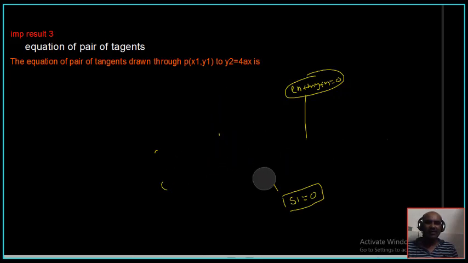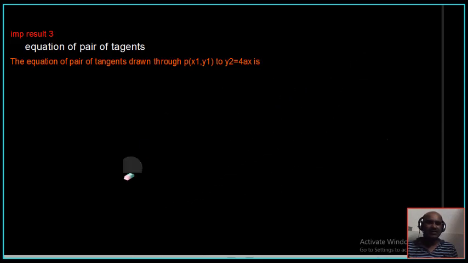So we have a formula, and I want to derive that formula now. Students, listen now. Equation of pair of tangents. The equation of the pair of tangents drawn through P (x1, y1) to y square equal to 4x is S1 square equal to S into S double 1. This is the formula to find the equation of the pair of tangents. Now I will prove it.